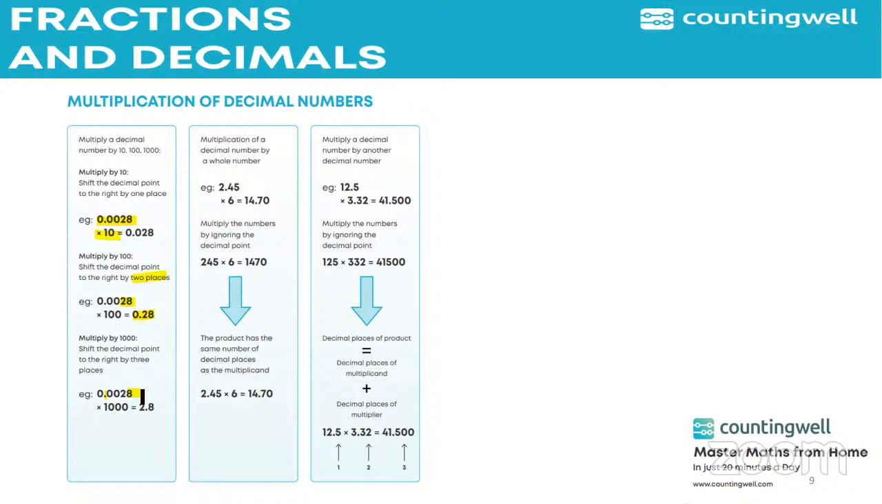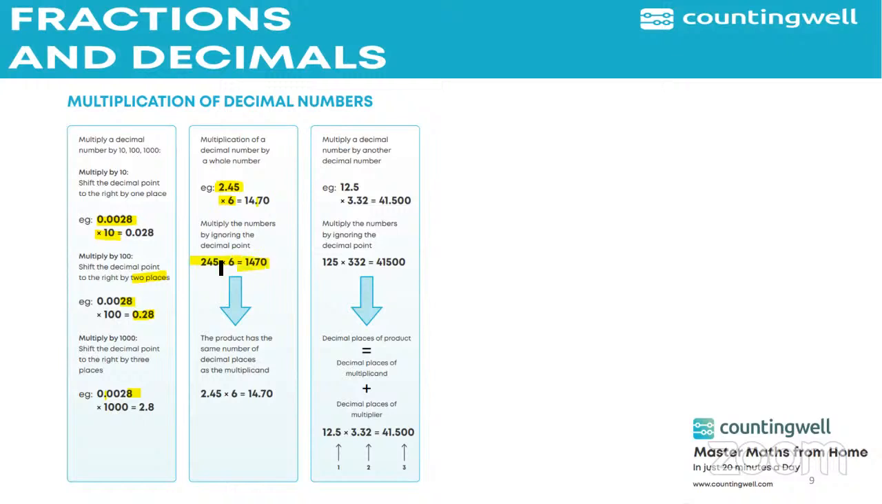Now let us see how to multiply a decimal number by a whole number. We have 2.45 multiplied by 6. You have to follow our traditional method of multiplication, like 6 multiplied by 5, 6 multiplied by 4, 6 multiplied by 2, and then we have to place the decimal point after looking at the decimal number given. So here we have the decimal point after two digits from the right side. So we have 14.70.